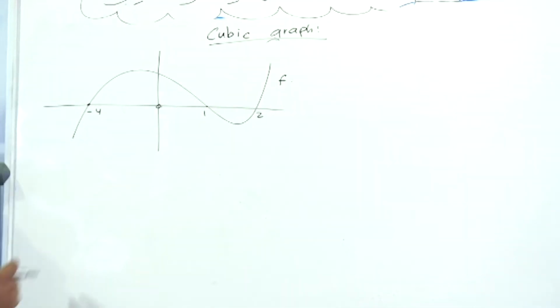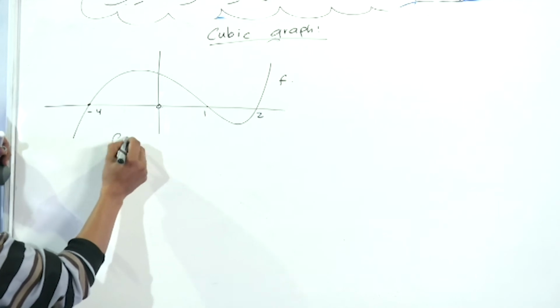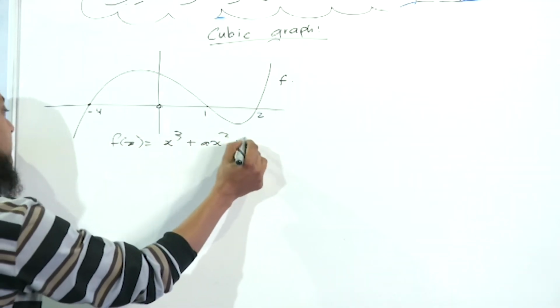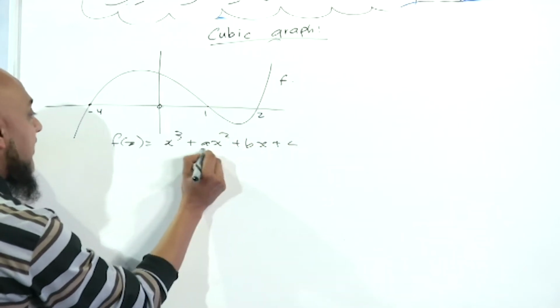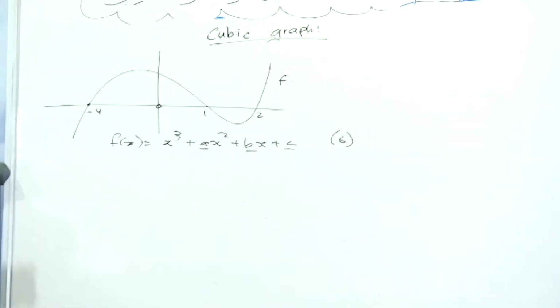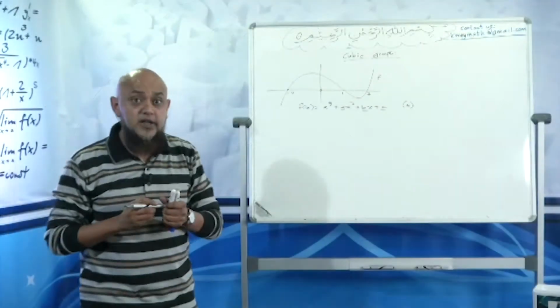And I tell you that f of x is given by x cubed plus ax squared plus bx plus c. You need to find a, b, c. Basically, for 6 marks, what are they asking you? They want the equation of the graph. Okay, you know you've seen this.